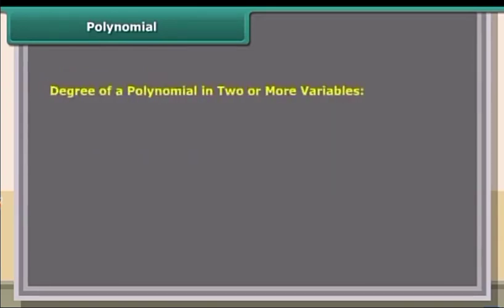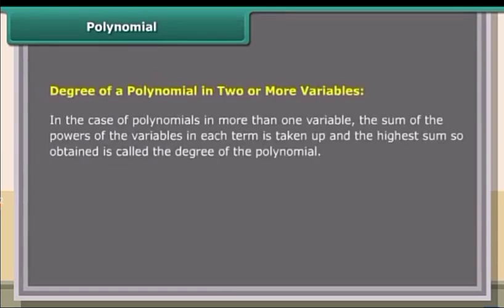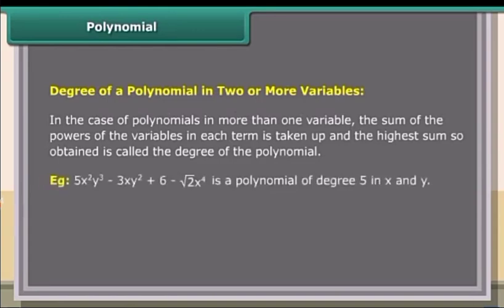Degree of a polynomial in two or more variables. In the case of polynomials in more than one variable, the sum of the powers of the variables in each term is taken up, and the highest sum so obtained is called the degree of the polynomial. Example, 5x square y cube minus 3xy square plus 6 minus square root 2x raised to the power 4 is a polynomial of degree 5 in x and y.